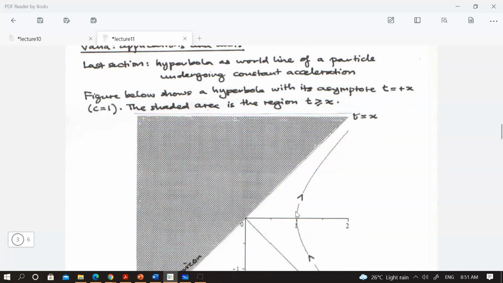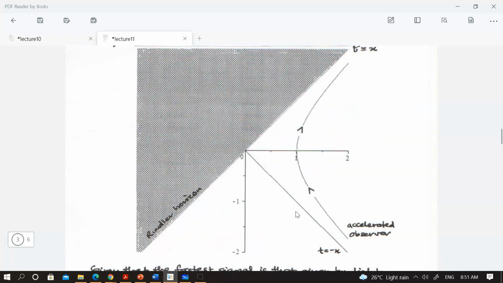If we try to plot the hyperbola, here is essentially a particle which is undergoing constant acceleration. Here is the line that gives you the light cones. So t equals x over here, and another one is t equals minus x over here. You can see that t equals x and t equals minus x are the asymptotes of this hyperbola.